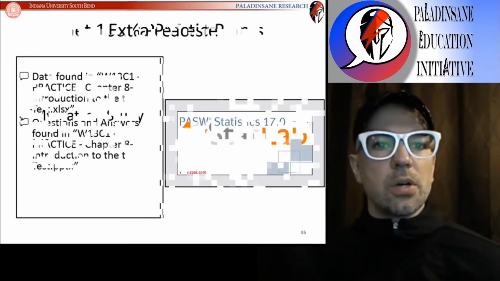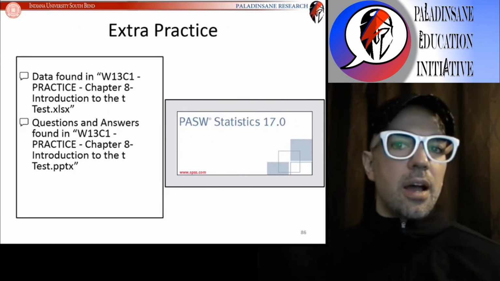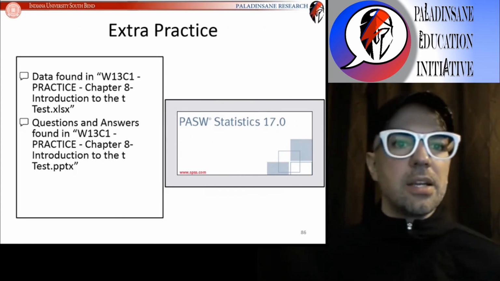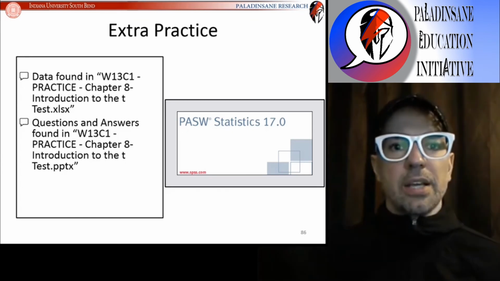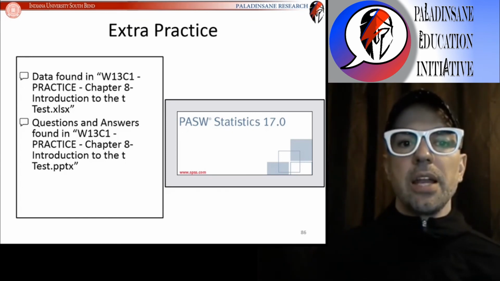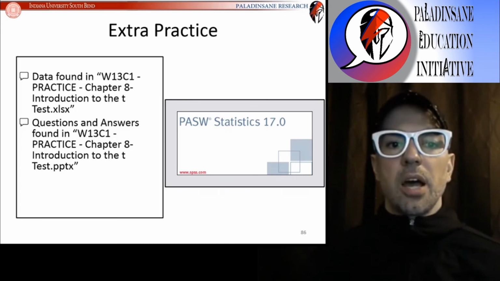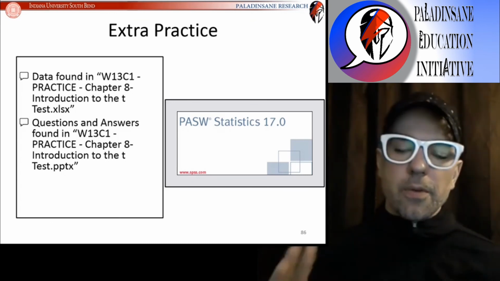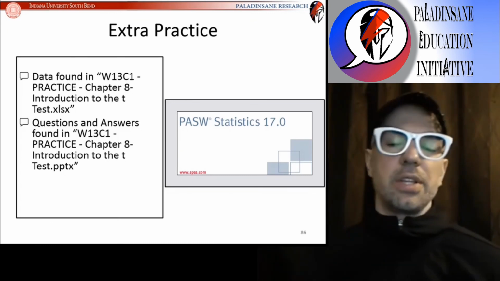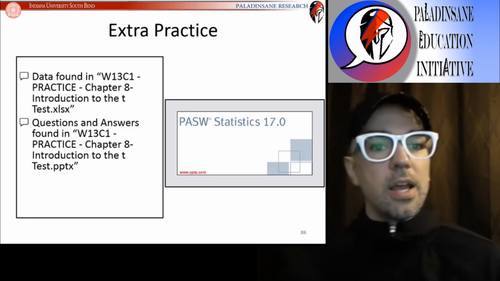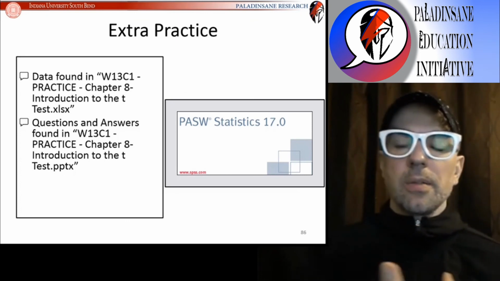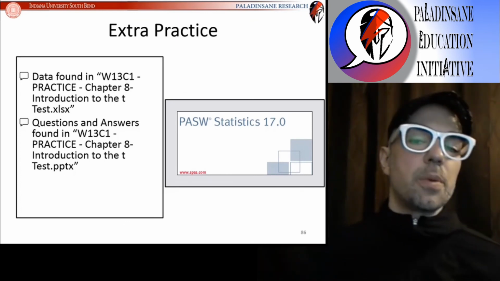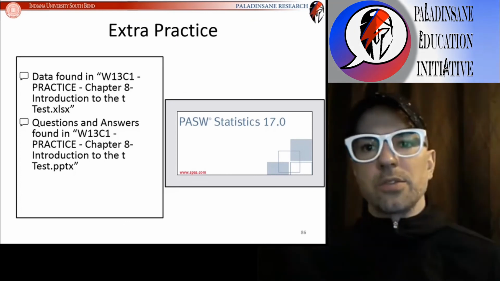And then also there is extra practice for today's lesson, and that is found in the supplemental week 13 class 1 practice, chapter 8, introduction to the t-test PowerPoint. The numbers for the raw scores for that are available in the Excel sheet that we've been using so far. So I would highly recommend you give those a shot. They come with the question, the output that you're looking for, and then the interpretation of the 5 steps that you're looking for as well.